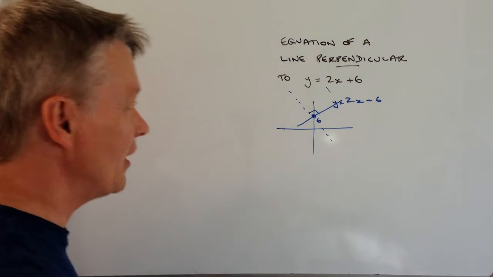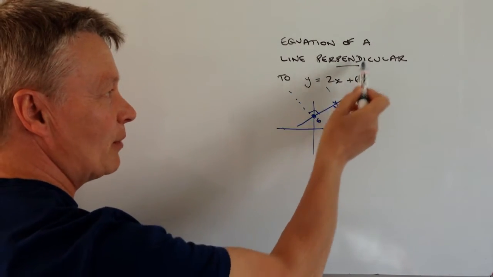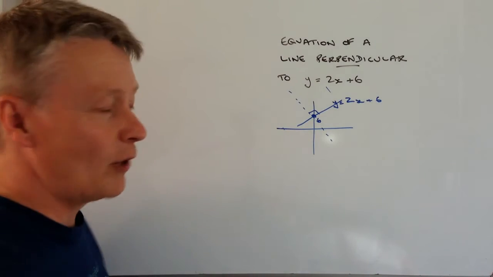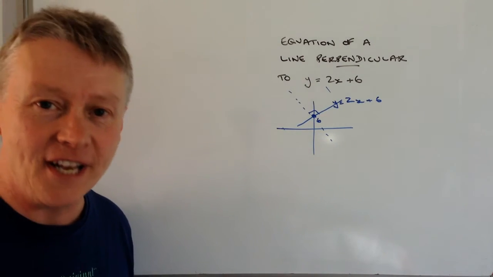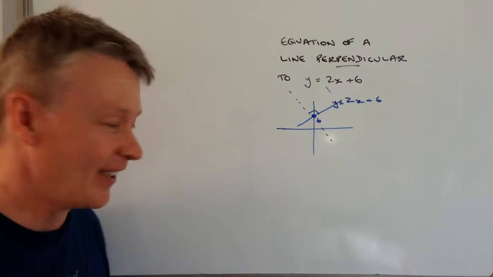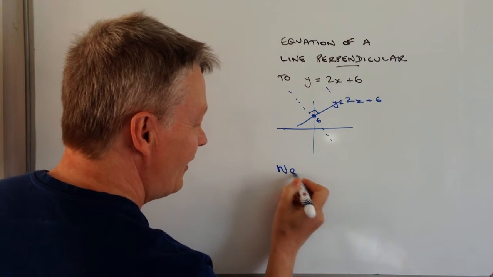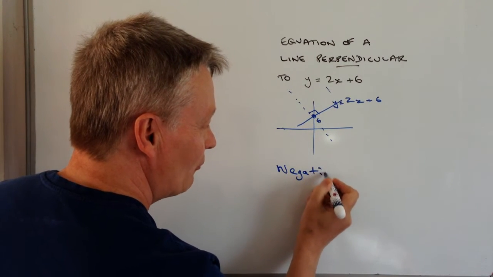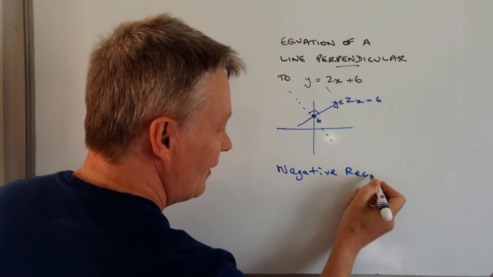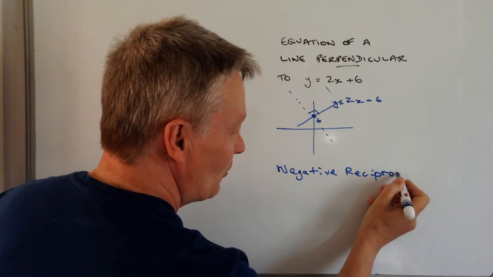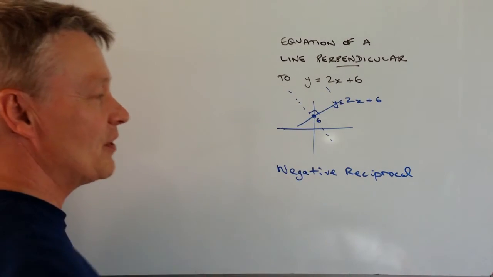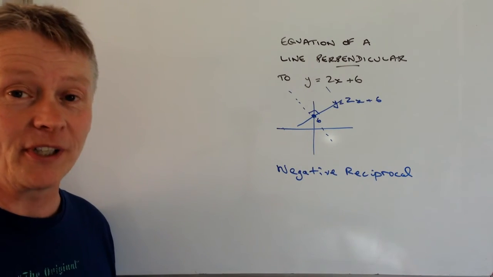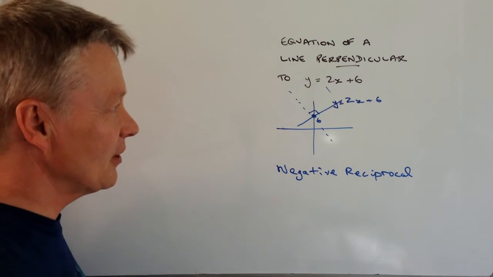The thing you need to remember about perpendicular lines is that the gradient is something called the negative reciprocal. I'll write that down as the negative reciprocal. And that's what we're looking to achieve with this value here, which at the moment is 2. Well, let's look at that.